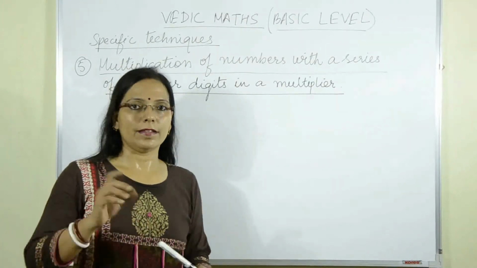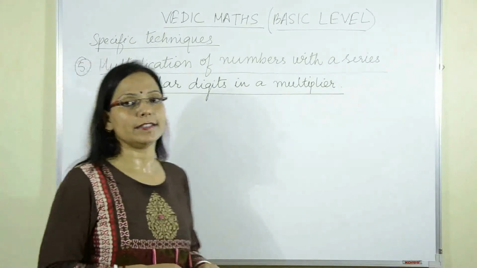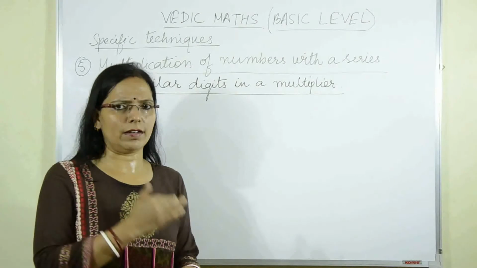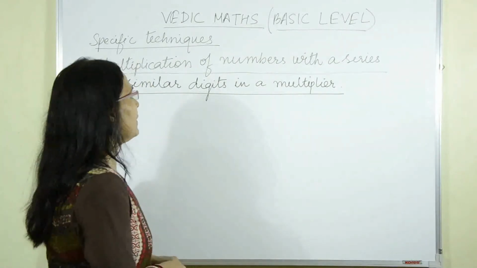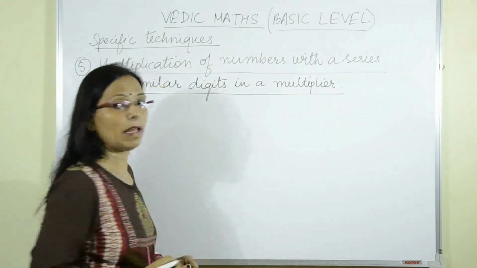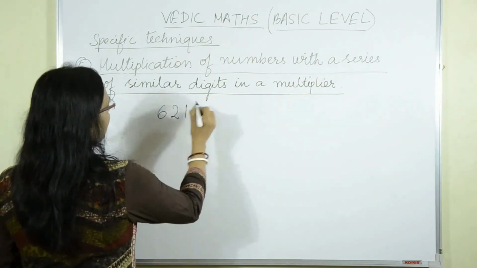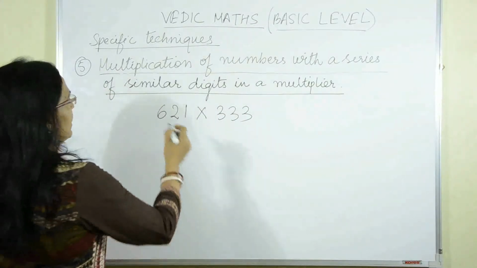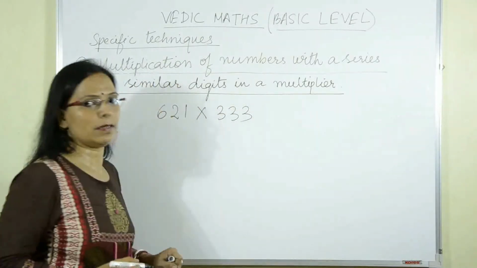The fifth one is multiplication of numbers with a series of similar digits in a multiplier. Now this is just an extension of whatever we have done in the last case. The last case was a series of 1. Now here let us take a number, for example, it has to be of similar digits in the multiplier. Say for example, I have 621 multiplied by 333. Now this satisfies similar digits in a multiplier.